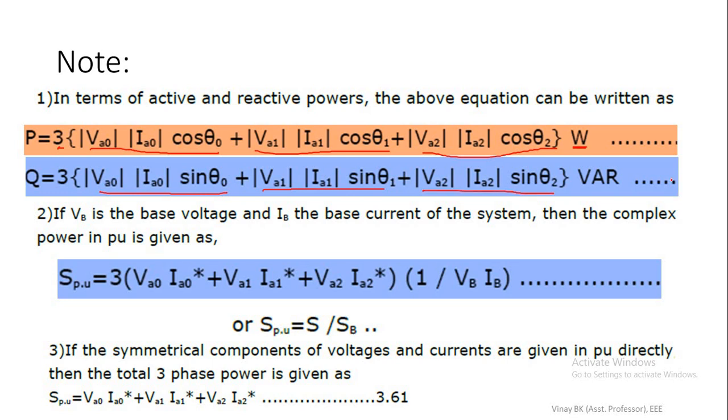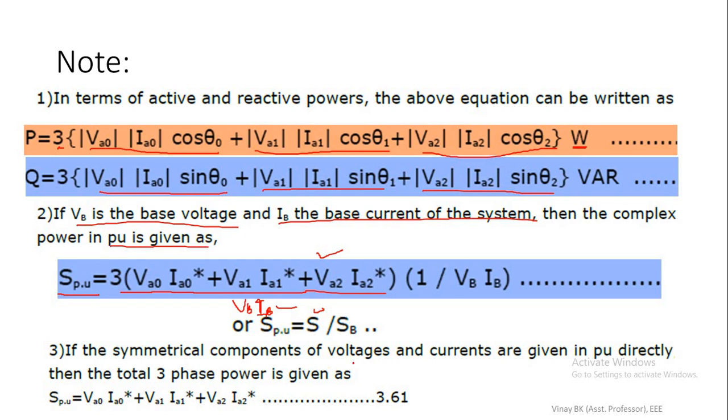So the second point to note down before solving the problems: if VB is the base voltage and IB is the base current of the system, then complex power in per unit is given by S, which is 3 into the bracket VA0 IA0 conjugate plus VA1 IA1 conjugate plus VA2 IA2 conjugate, divided by the base power, that is complex base power VB into IB. So the per unit power is given by the actual value S divided by the base value VB into IB.